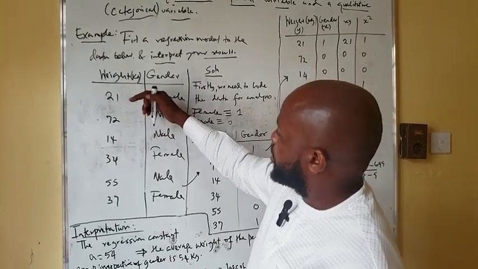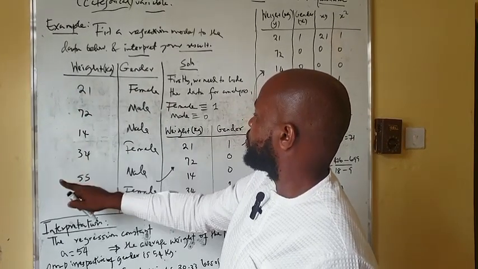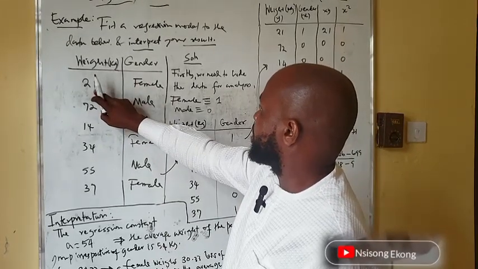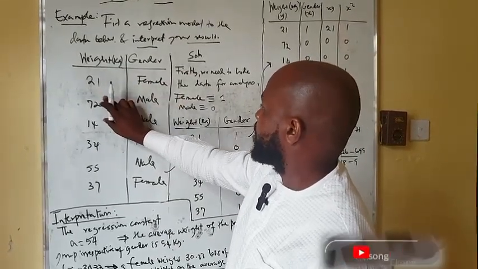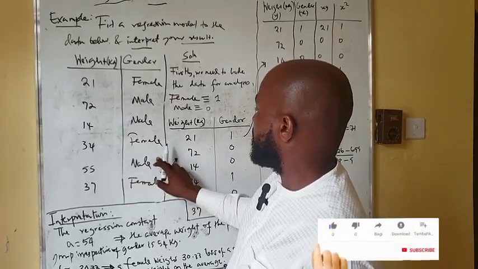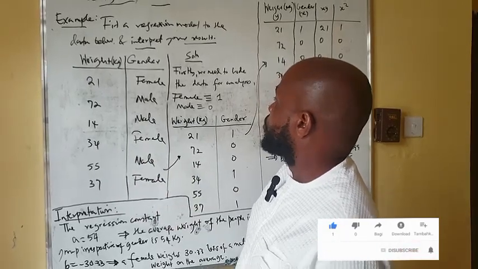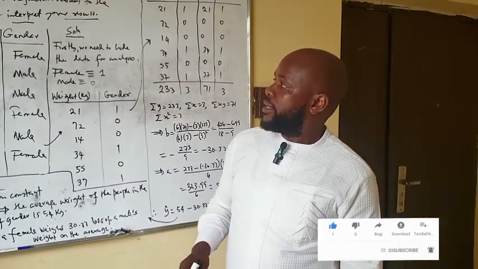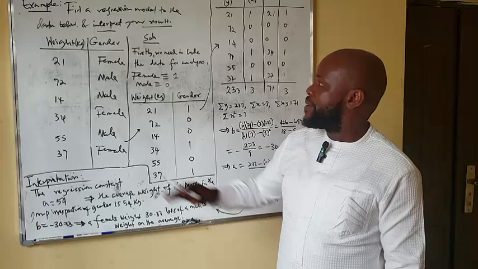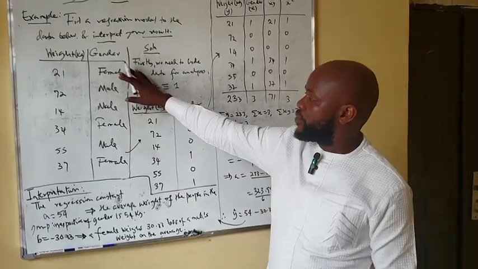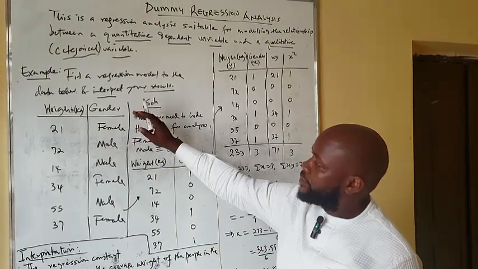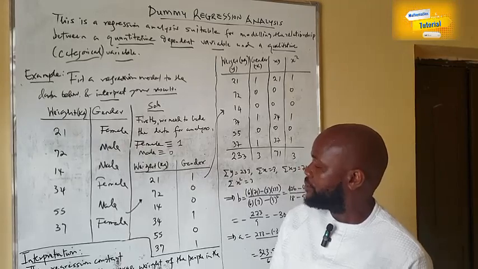So we have a sample of 1, 2, 3, 4, 5, 6. We have weight in kg: 21 kg was a female, 72 kg was a male, 14 kg was a male, 34 kg female, 55 kg a male, 37 kg a female. So now how can we predict the weight of any particular respondent here based on the gender? If you look at the gender here, we don't have any numerical value. We have a categorical variable here, categorized into male and female.